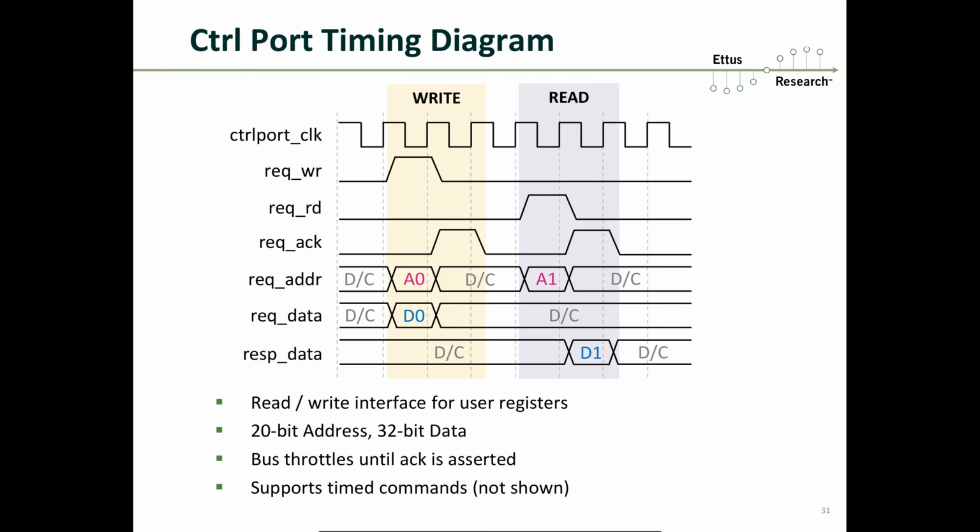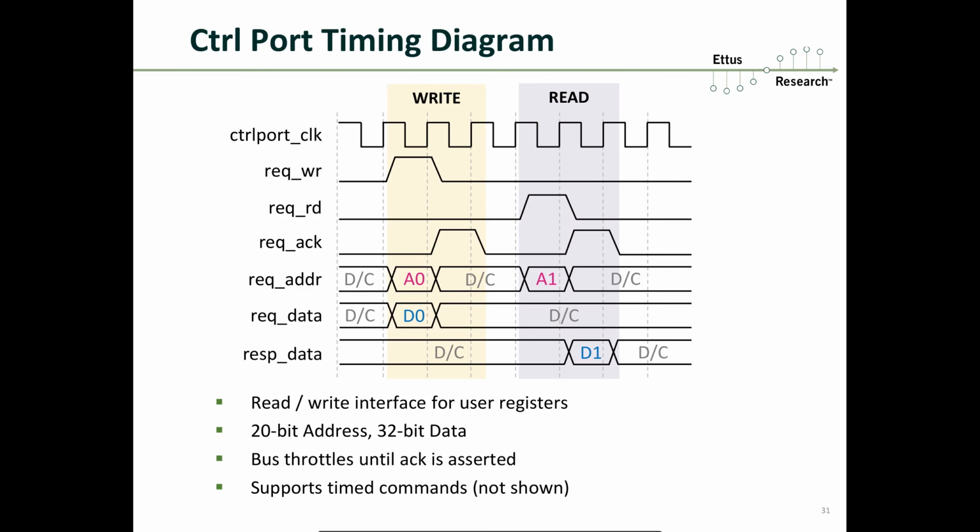And then you'll acknowledge back with the request ACK signal asserting that, saying, okay, I've consumed that write. And that's important because if you don't acknowledge, that's going to throttle back into this control port endpoint block, saying, hey, I'm not ready for the next transaction behind it.